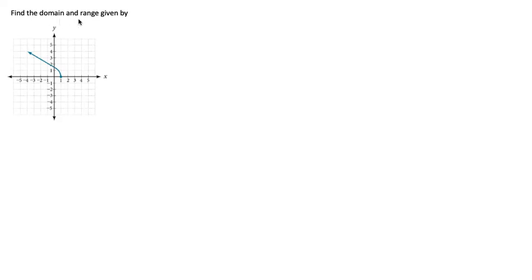Find the domain and range given by this graph right here. Okay, so we see an arrow on this side. Remember what the arrow means, right? The arrow means that this line, or the part of the graph, just keeps extending forever this way. And on this end we see a closed circle. So how are we going to determine the domain and the range of this graph?